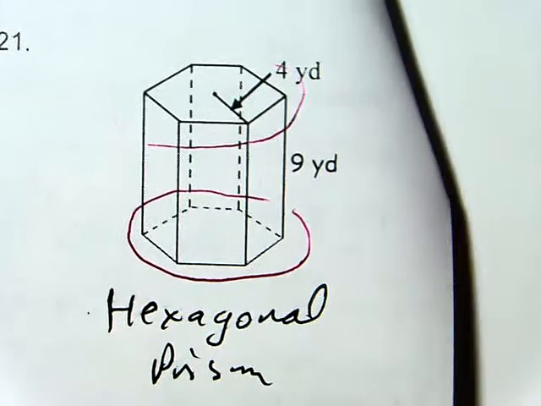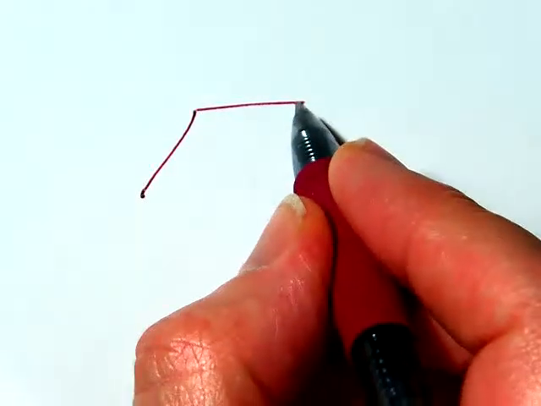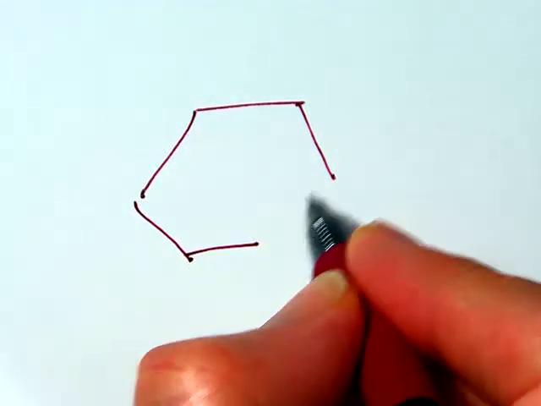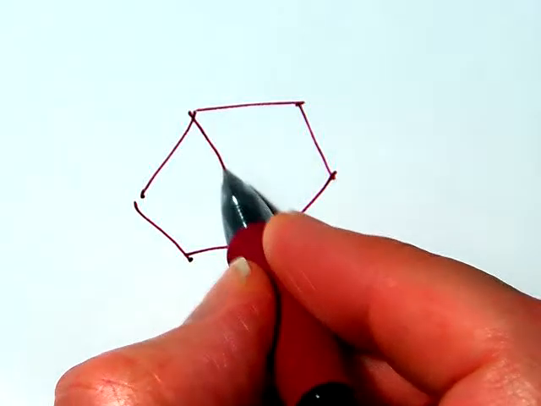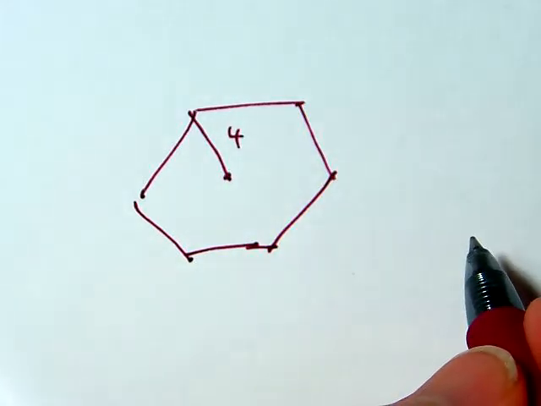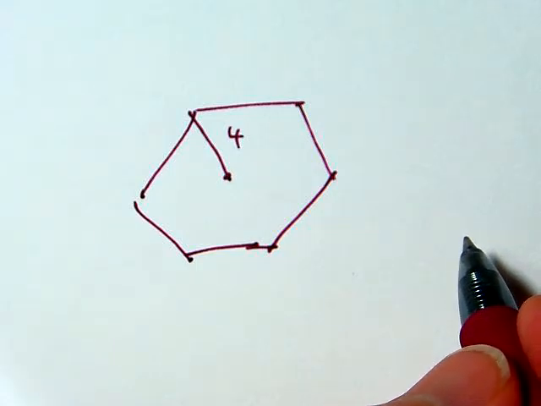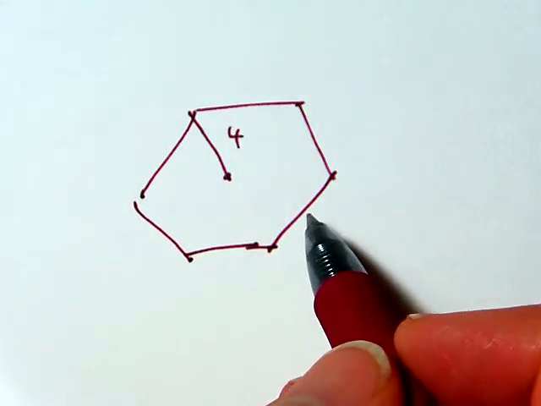Now, let's draw the hexagon out. Before we actually get to the solid itself, let's just draw a hexagon. And according to the picture we've got, the radius of the hexagon is 4. We've got to figure out what the sides of the hexagon are just based on that radius. Well, again, some of our assumptions kick in.